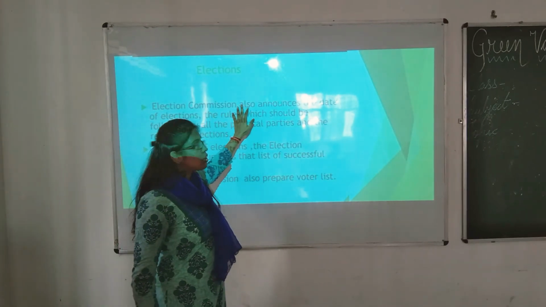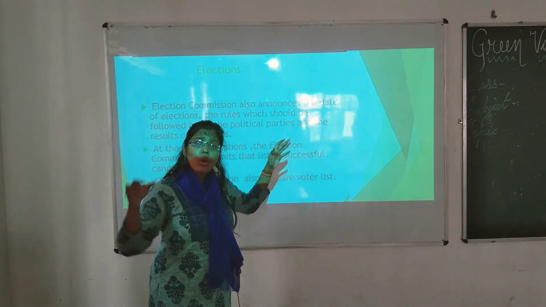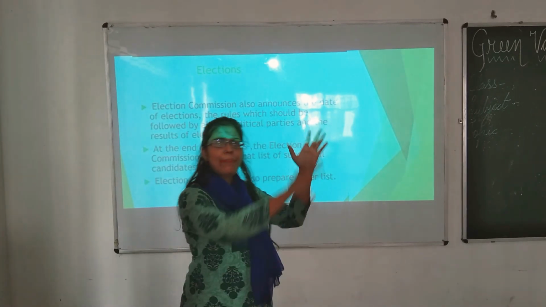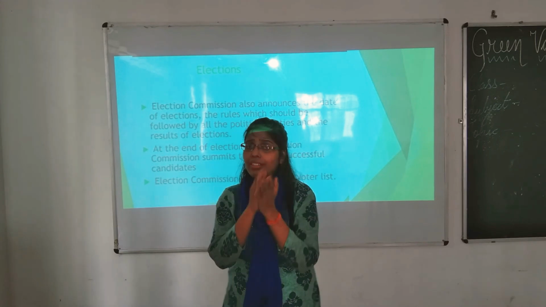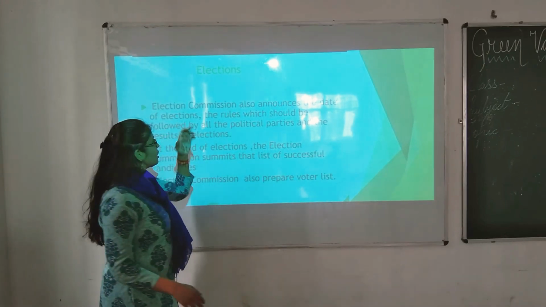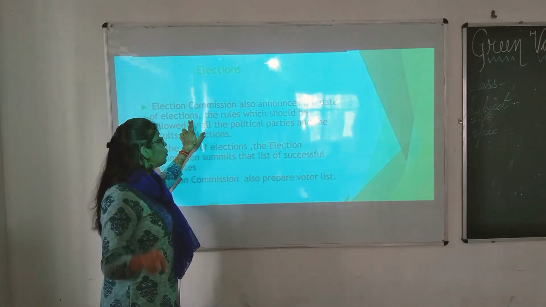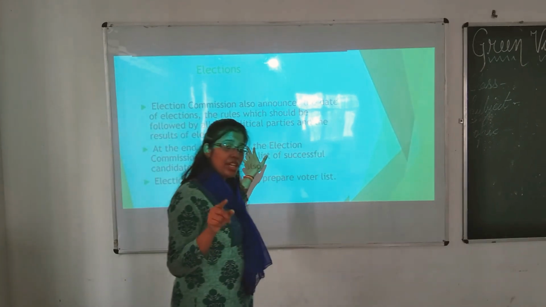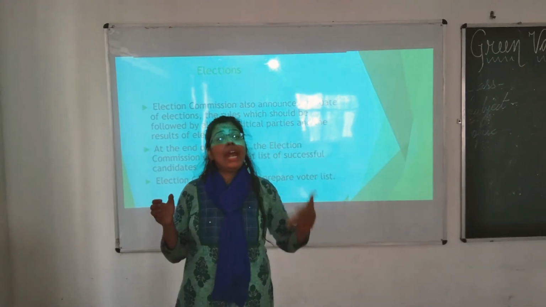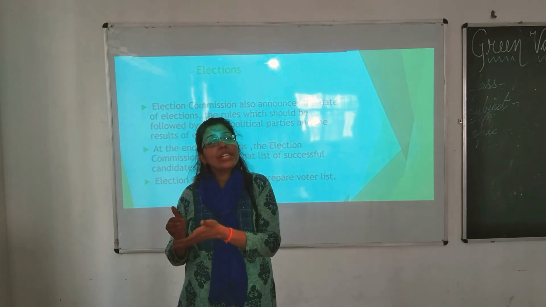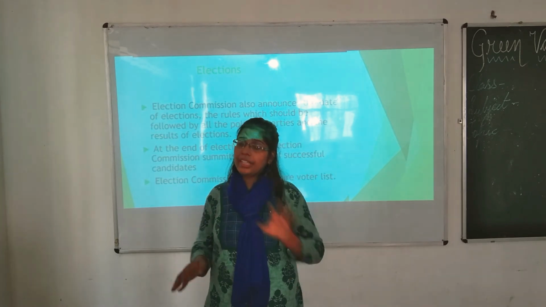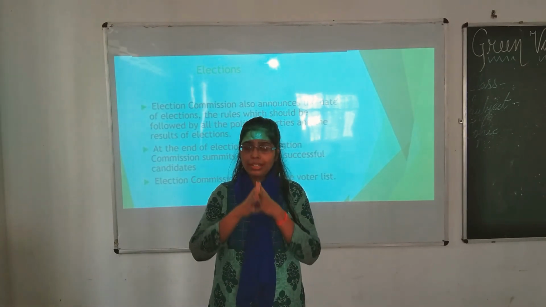The election commission also announces the date. As I told you, everything from the elections to the results is in the hands of the election commission. Whose hands? The election commission. It is a body which looks after all the things. So the election commission also announces the date of elections and the rules which should be followed by all the political parties. They prepare rules, and these should be followed by all the political parties. They cannot disregard them. They have to follow them, because the election commission can then question them.